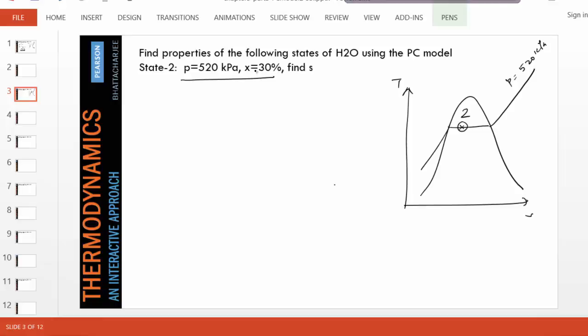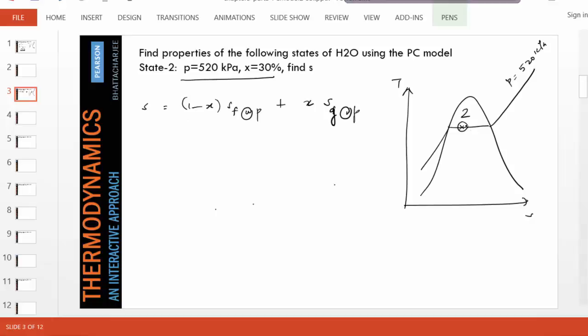Because X is given, we know that we are inside the dome, so we have a saturated mixture. Therefore, we don't have to really figure that out. In some other problems, if X is not given, you have to figure out whether we are inside the dome or not. So to find S, for a mixture, it will be 1 minus X times SF at P plus X times SG at P.